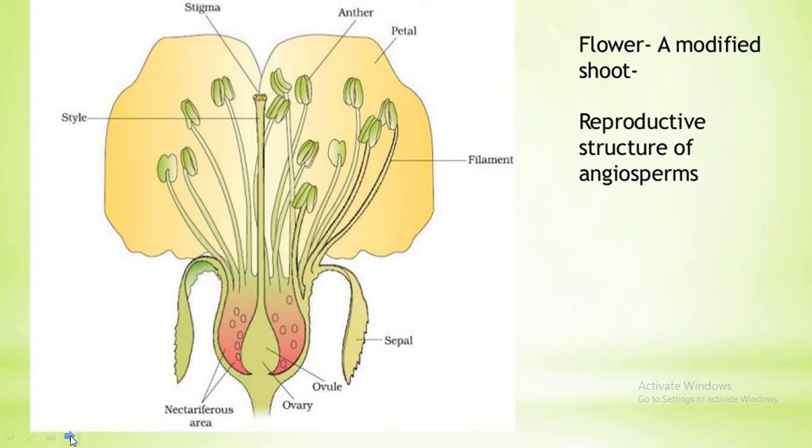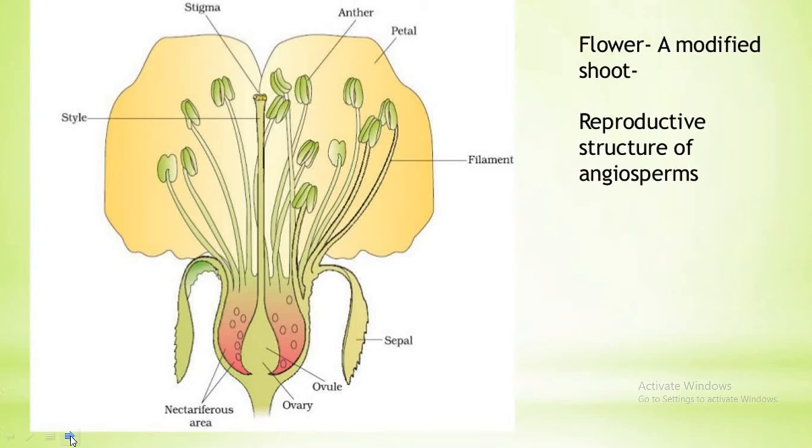Pre-fertilization events. Now, during this process, several hormonal and structural changes occur which lead to the differentiation and development of floral organ, or you can say a flower. Let us study about the flower.